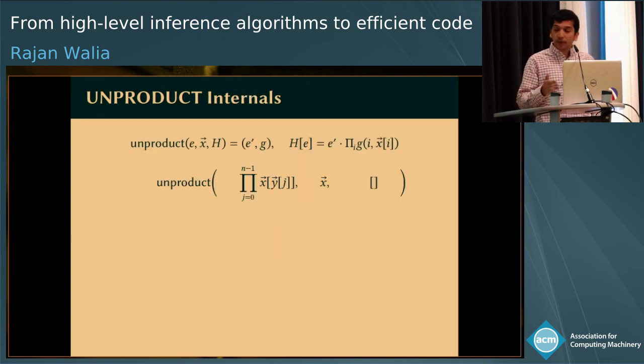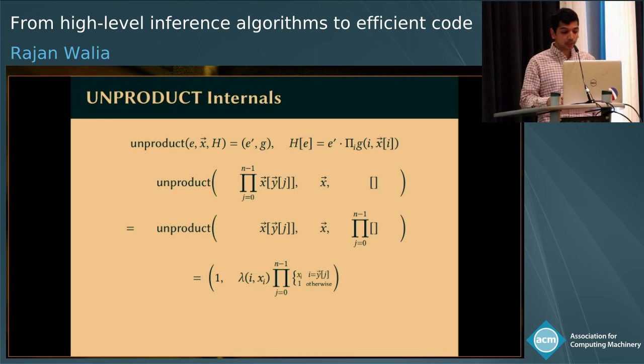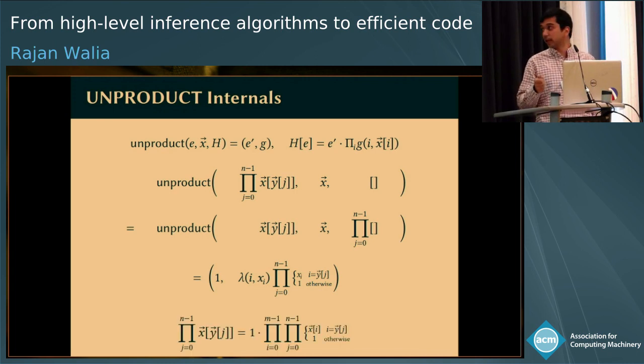In practice, we implement unproduct using an accumulator, where an accumulator is an expression with a context. We look at the expression, and if we have a pi in our expression, we just move that pi to the context. And if we see an indexing operation with the same array variable, we convert it into a conditional, and we get the expression that we want. We use this, again, to rewrite our expression into something that computer algebra systems can handle. So that's the unproduct operation.